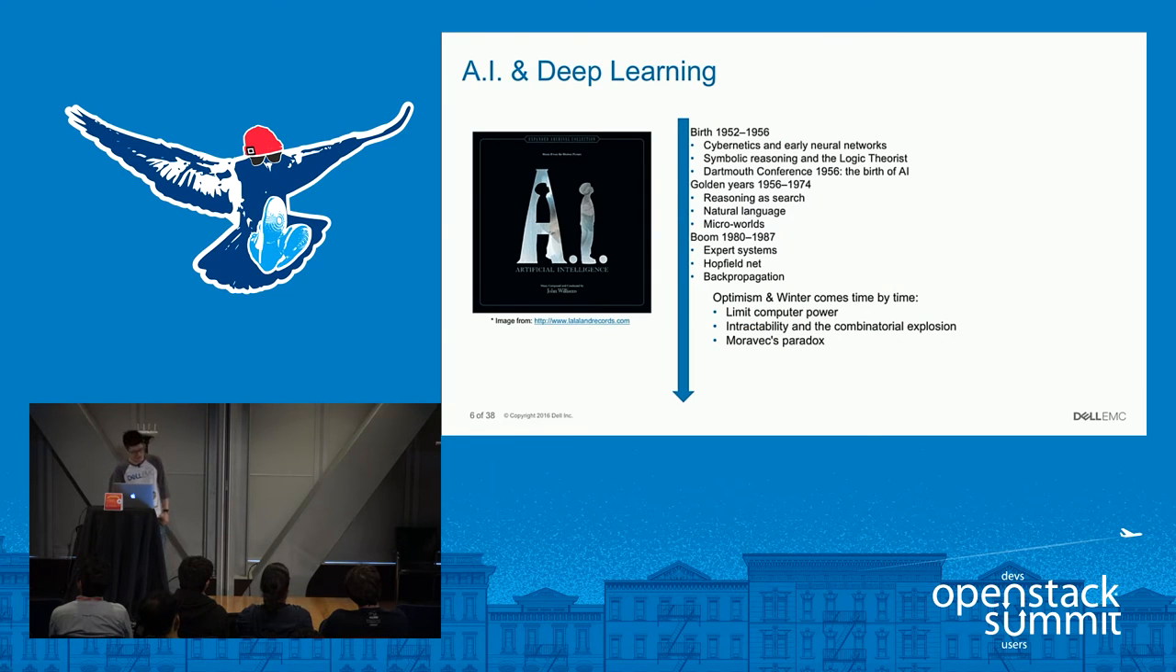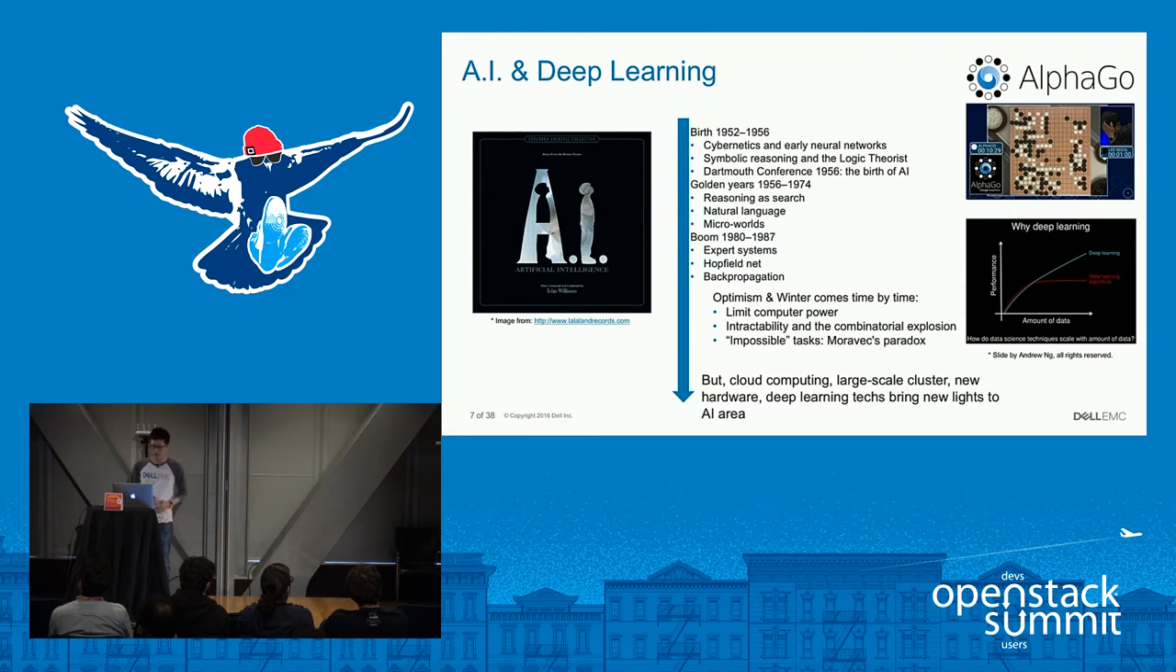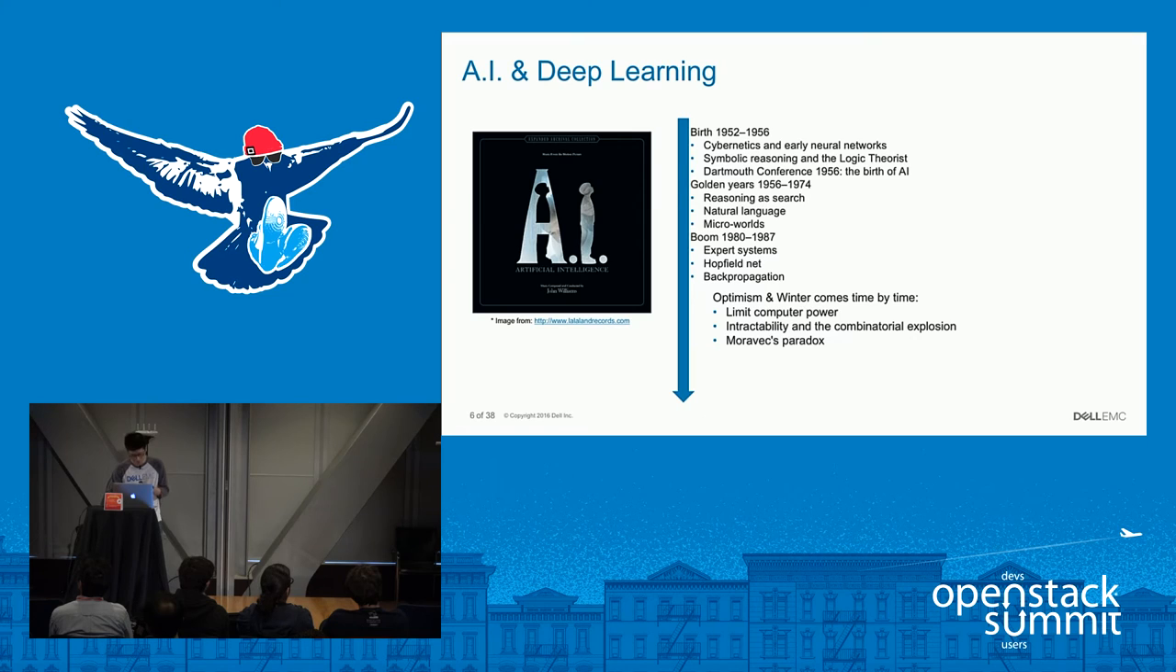So we have talked about why we're here and why we talk about OpenStack. Now we dive back to our topic about AI. AI research started very early, even before computers were invented, because humans have long wanted to build a machine just like ourselves. So AI is quite a straightforward idea. But here we're talking about AI in computing. After the computer was invented, AI research was born in 1952.